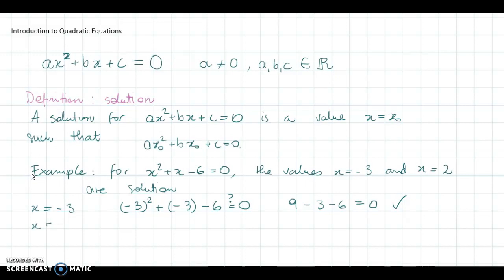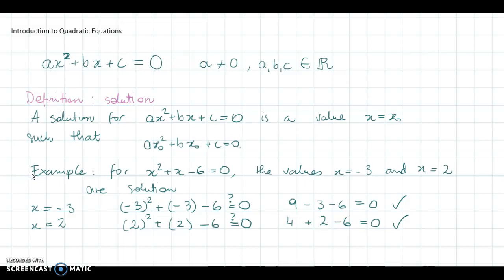Let's check that x equals 2 is a solution as well. So we have to write 2 instead of x, so I have 2 squared plus 2 minus 6. I'm asking myself if this is equal to 0. Note here that I didn't really need to put the brackets, I just put the brackets to make sure that if there is a sign, I won't forget it. So in this case, I'm going to have 4 plus 2 minus 6. That has to be equal to 0, and it is indeed. So this is a solution.